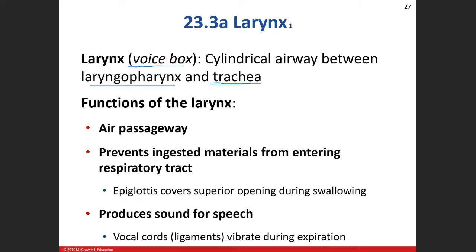Also, it's how I am communicating to you right now. It's to make sounds, and hopefully they're sounds that you understand. And then also, we need to keep the airway clear of any foreign materials. So the larynx helps to prevent foreign or harmful materials from entering into your respiratory tract. We saw that with the epiglottis.